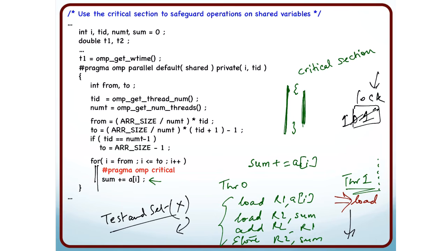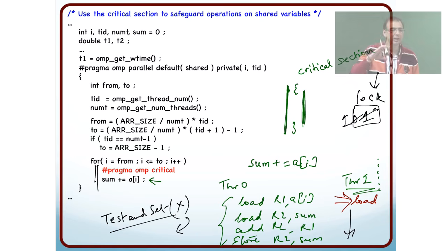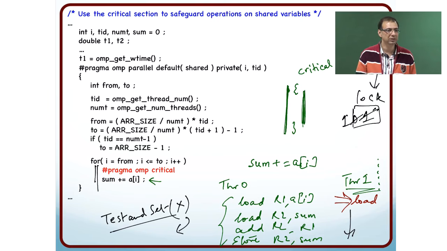So now I've ensured that the updation of sum happens in a critical section. If one thread is executing this set of instructions which together are updating sum, no other thread can at this point of time be executing any of these instructions. It cannot be updating sum. This is the only place where I'm updating sum. So no other thread is touching sum at this point in time.